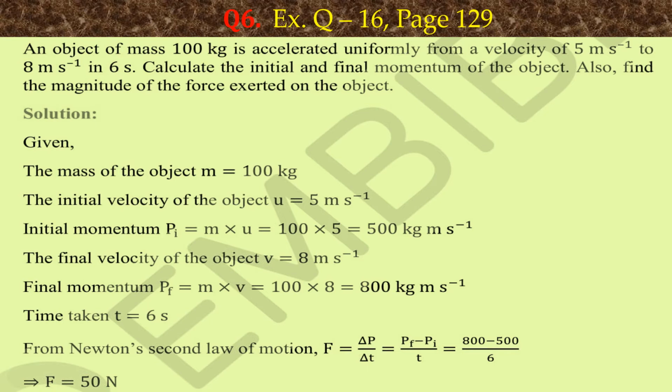Therefore, initial momentum equals mass into initial velocity, that is 100 into 5, that is equal to 500 kilogram meter per second. Final momentum equals mass into final velocity, that is 100 into 8, that is equal to 800 kilogram meter per second.